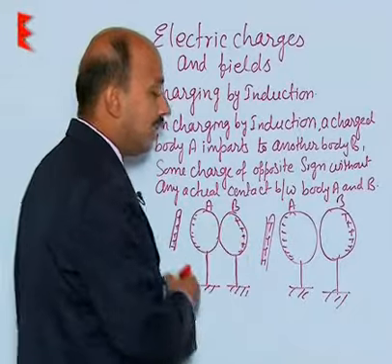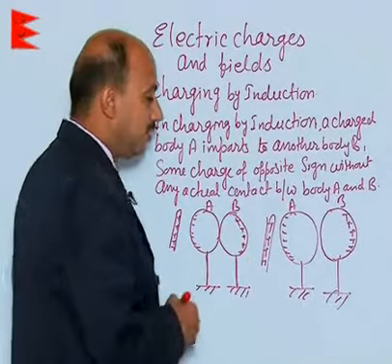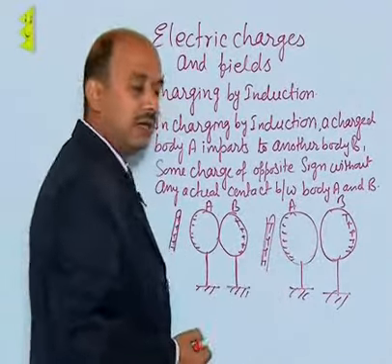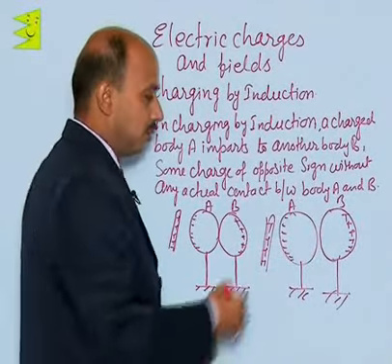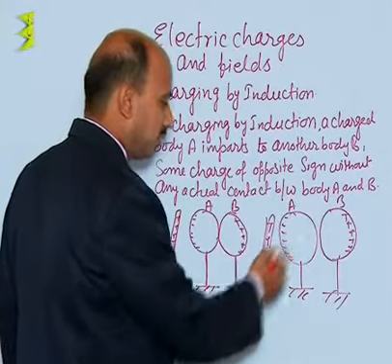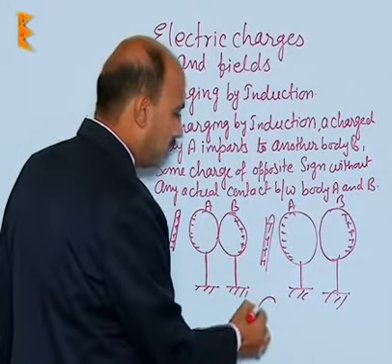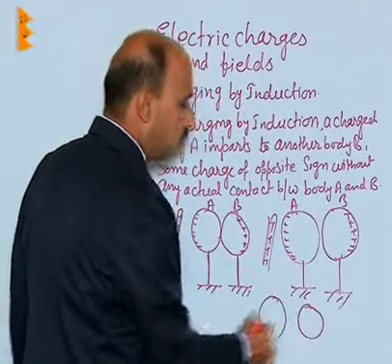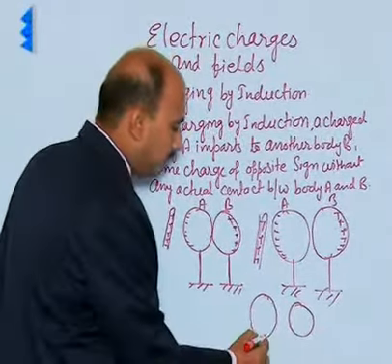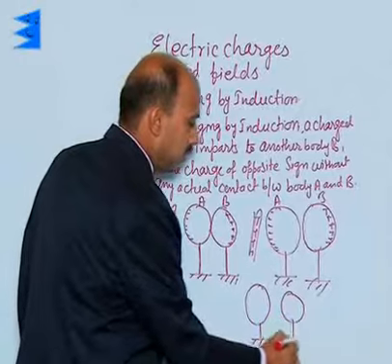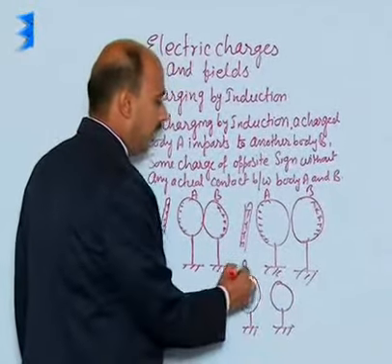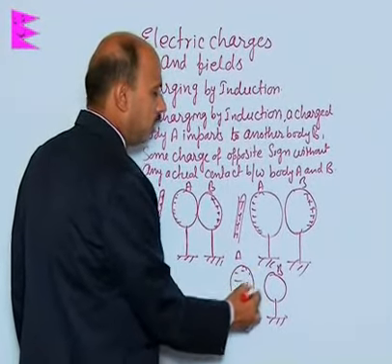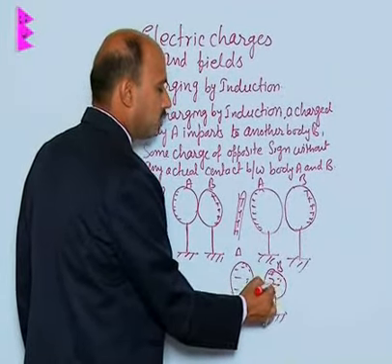Now what happens in the next step? In the next step, these spheres are widely separated. Suppose they are separated to far distances, and this rod is removed. When they are separated to far distances, you will see here A and B, this has all the negative charge distributed on it, and the positive charge comes on this body here.